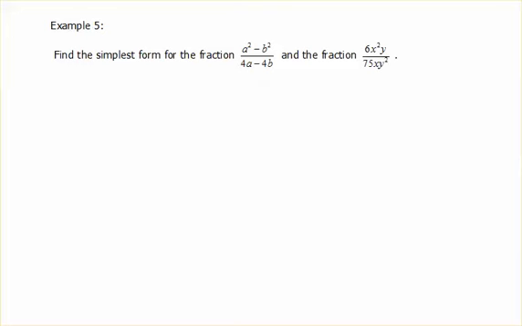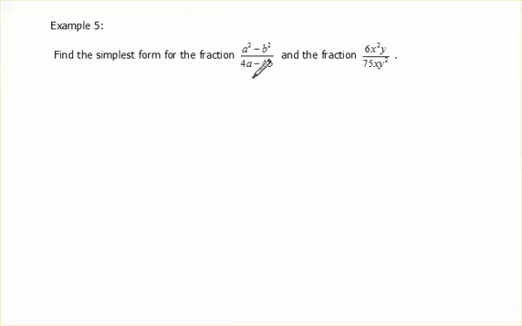For this example, example 5, it says find the simplest form for the fraction a squared minus b squared over 4a minus 4b, and then also we're going to do the other one. The other fraction is 6x squared y over 75xy squared. Okay, now we're still using the same idea that we did in example 4, but actually we have to do the prime factorization this time because we have variables and all kinds of things going on.